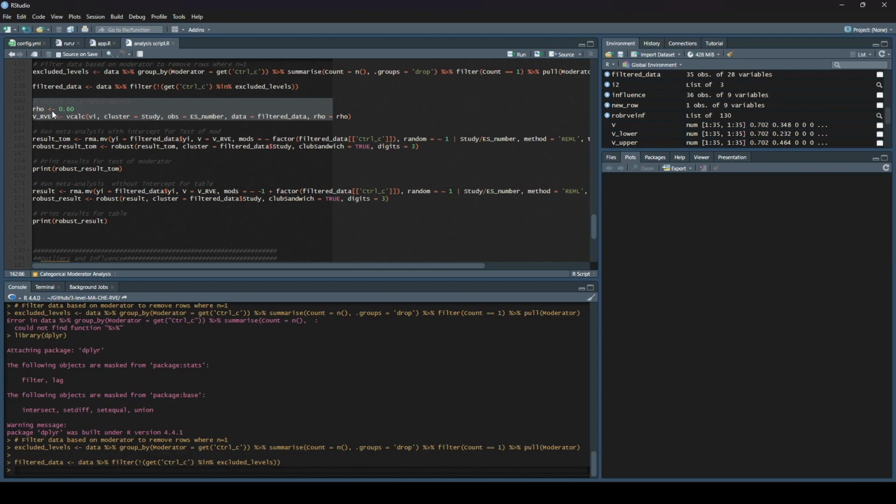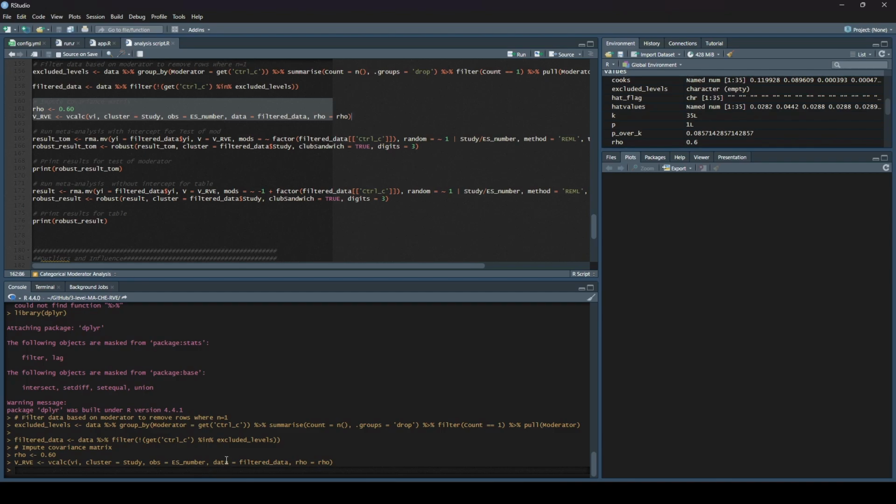That's the big change I want you to see here. We're still using rho, and because it's 0.6, I just left it called the same thing. For the data, this is the piece we need to change, because we're using the filtered data we just calculated. So let's hit run. Okay, we can see that worked.